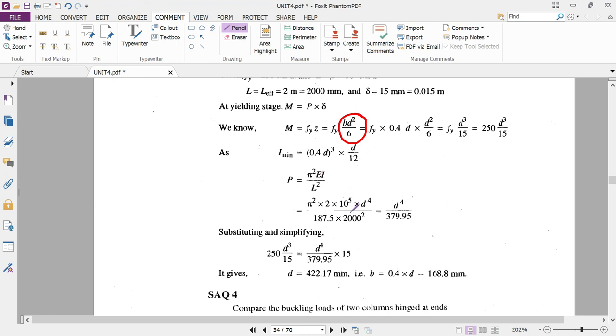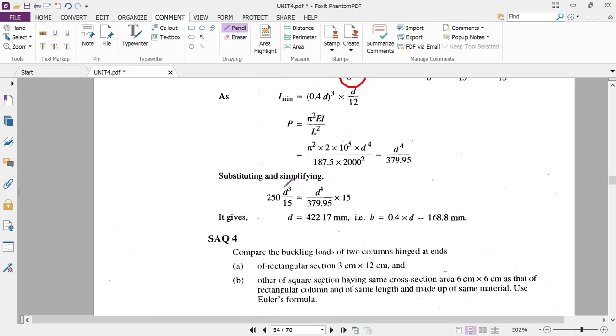We have to put the values very carefully. You will get the answer in the form of d square by 379.9. Substituting the value of this, we will get d equal to 168.8. Okay, so such varieties of numericals are there in this particular topic. Once you go through the detailed notes of this topic, your doubts will be cleared. So this was all about the numericals of columns and struts.